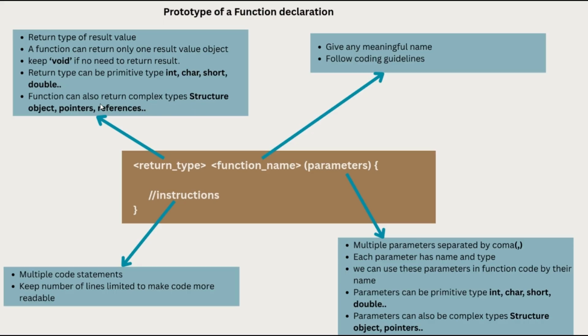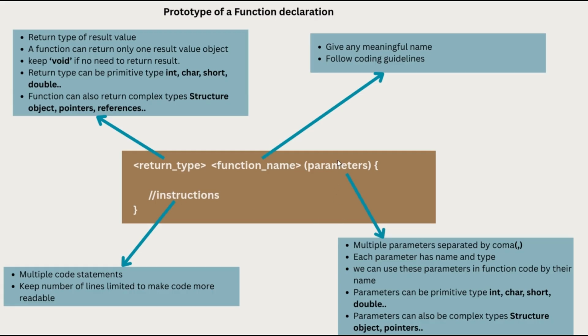We will discuss what structures, objects and pointers are in later lectures, but you can also return these kinds of complex objects. For the function name, you can give any meaningful name, and you should follow some coding guidelines so that the name reflects what the function does. If you are doing addition, you can give the name sum or addition, so that any other programmer can understand what this function is going to do.